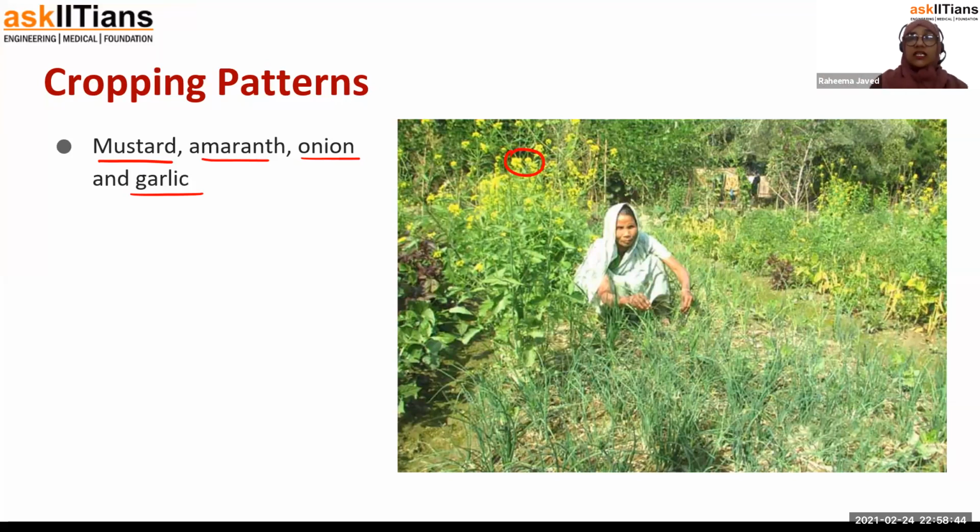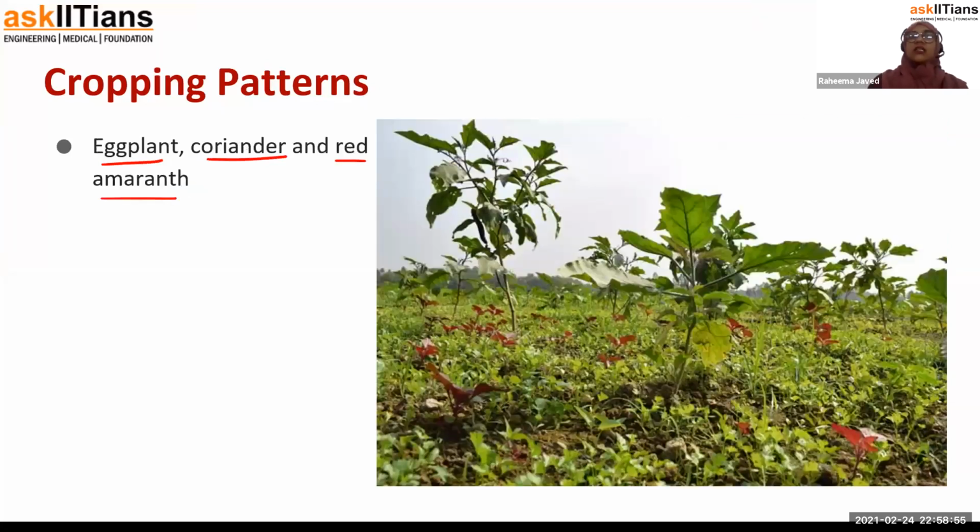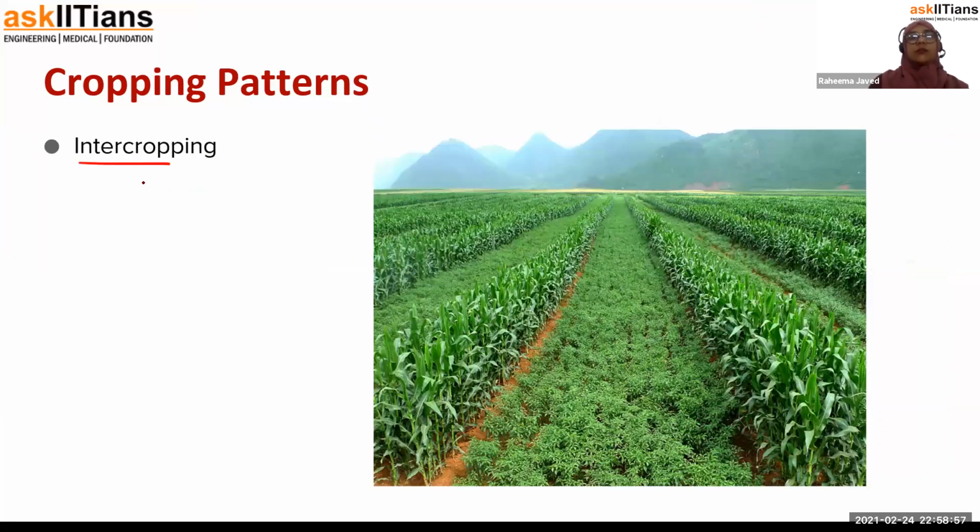Because another example is of eggplant, coriander, and red amaranth. And with this, we have come to the next type of cropping pattern, which is intercropping. This type of pattern is the one where two or more crops are grown in the same field simultaneously, but in a specific pattern, which is quite clear from the picture.